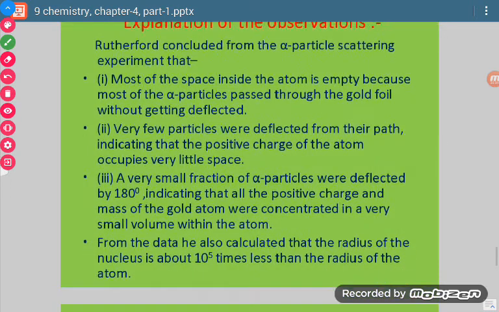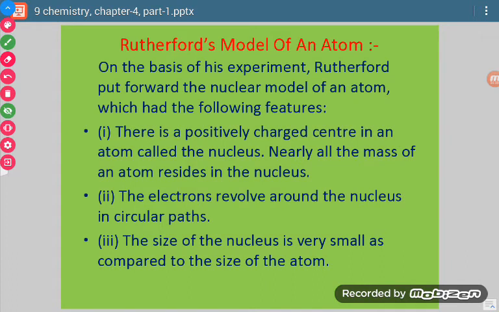Now on these explanations, he proposed how the model of the atom should be, how our atom should look. He has given three points. First point, there is a positively charged center in an atom called the nucleus. Nearly all the mass of the atom resides in the nucleus. So the very first point was that positive charge is at the center, and that center is called the nucleus, and all the mass resides in the nucleus.